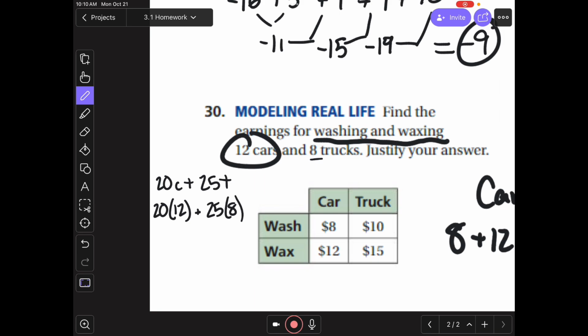12 times 20, that should get us to 240. 25 times 8, if I have 8 quarters, that means I've got $2 worth of quarters per dollar, so $200. 240 plus 200, well, that's a really nice day's work. You would have earned $440.